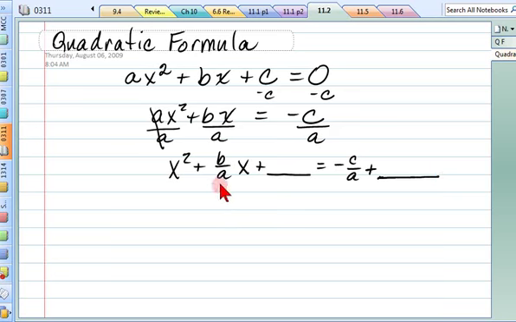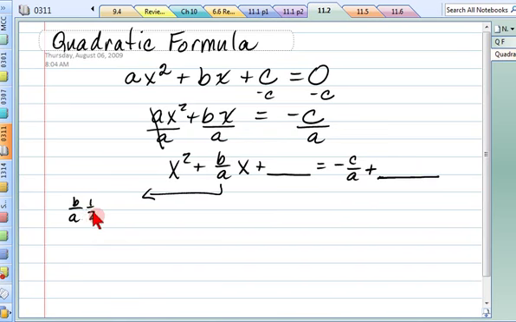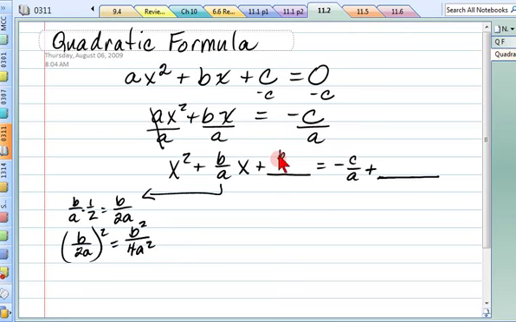Okay, now what do I usually do? I take the coefficient of x, which in this case is b over a. I take half of it. That gives me b over 2a. Then I take that number, whatever it is, and I square it, which in this case gives me b squared over 4a squared. That's what I'm going to add to both sides. So I'm going to add b squared over 4a squared, b squared over 4a squared.